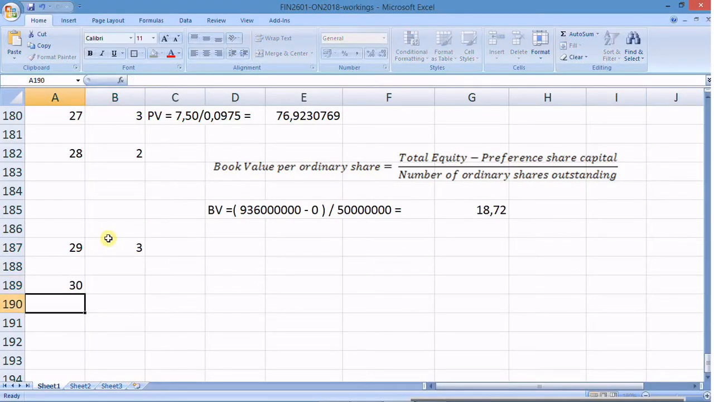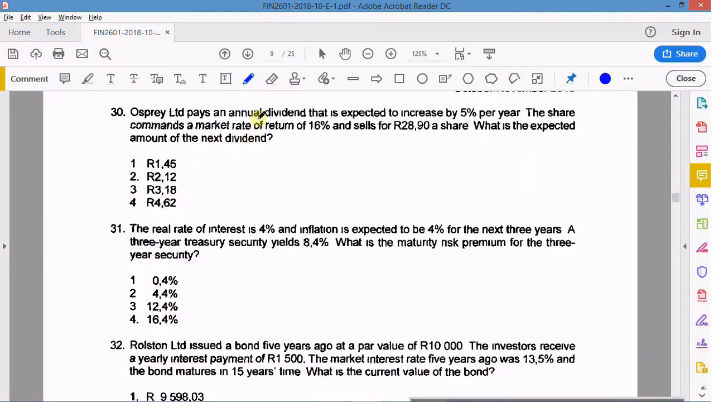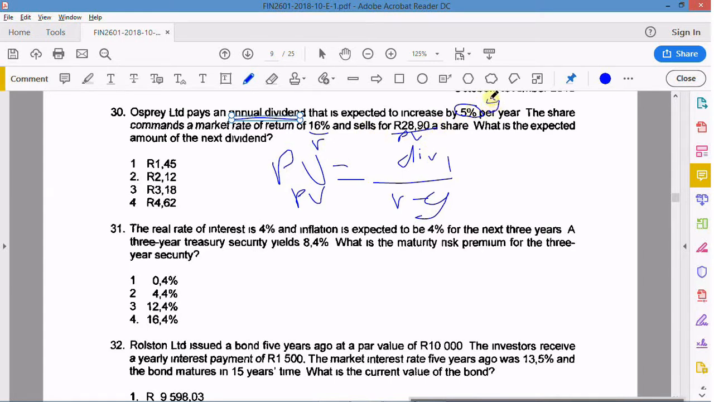Okay, 30. O pays an annual dividend that is expected to increase. There's the giveaway: Gordon growth. PV equals div 1 over R minus G. The share commands a market return of that, that's the R. Sells for that, that's the PV. That's the increase, that's the G. What is the expected amount of the next dividend? We need to work out the div 1.